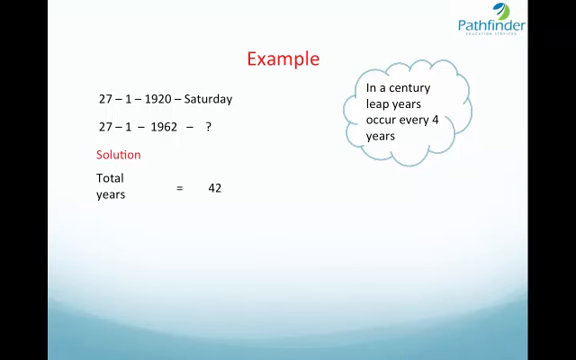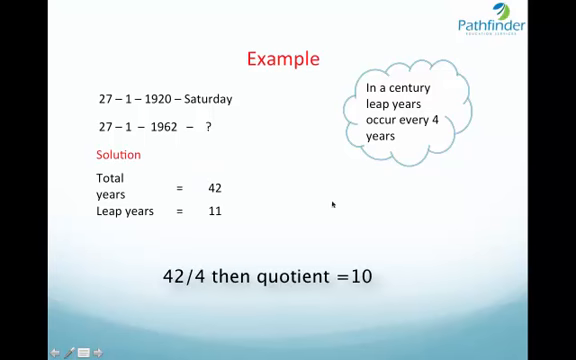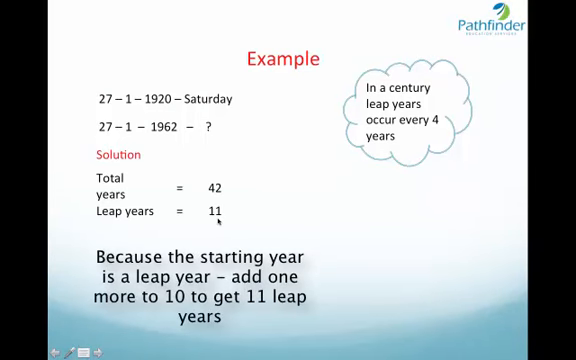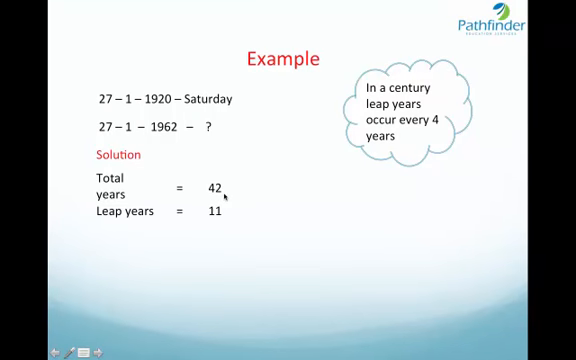This is a known fact. So if the total number of years are 42, then the leap years must be 11 in this case. Now why 11? Because if the total years are 42, and I divide 42 by 4, I'll get 10. But the starting year itself is a leap year, and therefore I will add one more to the 10 and it will give me 11 leap years. Mind you, when I divide 42 by 4, then the quotient also gives me the number of leap years normally. In this case, I have also added 1 because the starting year was a leap year. So 42 by 4, 10, and hence 11 leap years.